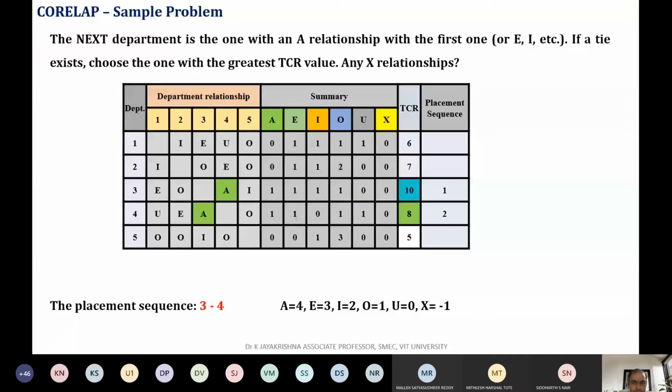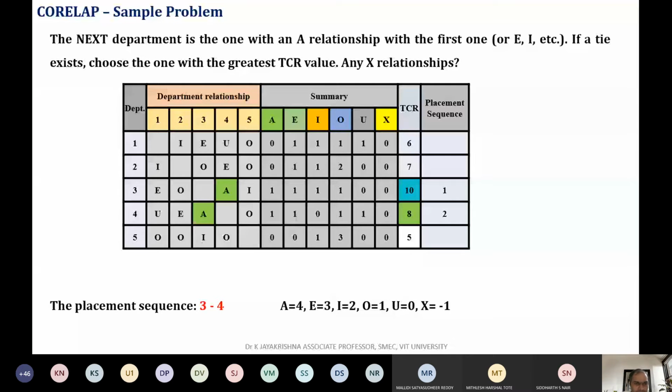What is the TCR value of department number 1? 6, sir. What is the TCR value of department number 2? 7, sir. Okay, which is greater? Department 2. So which department will you place next? Department 2, sir. Very good. That's it. We are done.